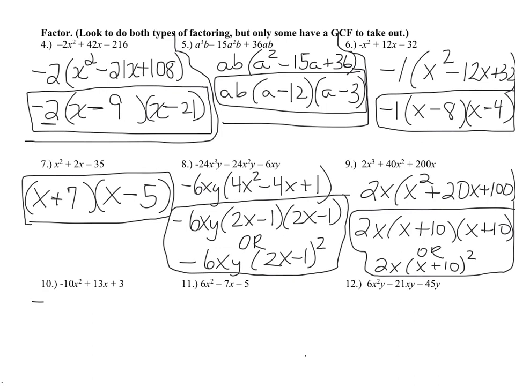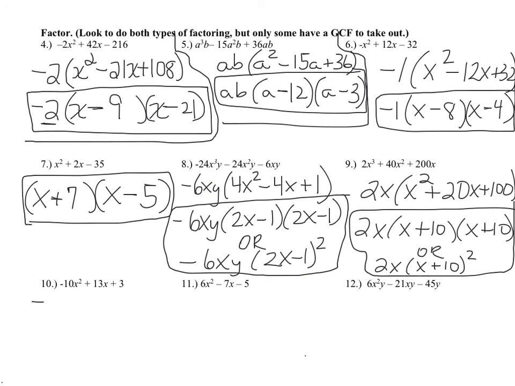So here are the answers for problems 5 through 9. Things that people forget is that sometimes your GCF is only a variable, right? So here we only put on an AB. In number 6, we had to pull out -1 because the first term was negative. Number 7 didn't have a GCF, so we just factored it into binomials, right?